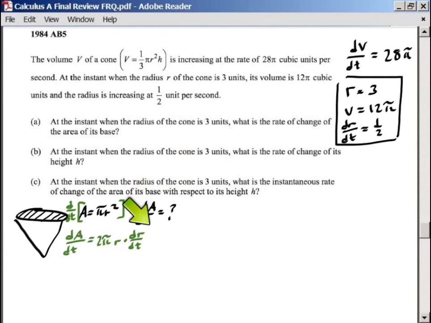Wait, why are you multiplying by dA over dt? Wait, say that again? Why are you multiplying by dA over dt? Because whenever you implicitly derive something, you always multiply it by the derivative of that. Like, let's say I had x plus y equals 2. If I want to take the derivative of this with respect to x, I would go, the derivative of x is just 1, right? That's the easy one.